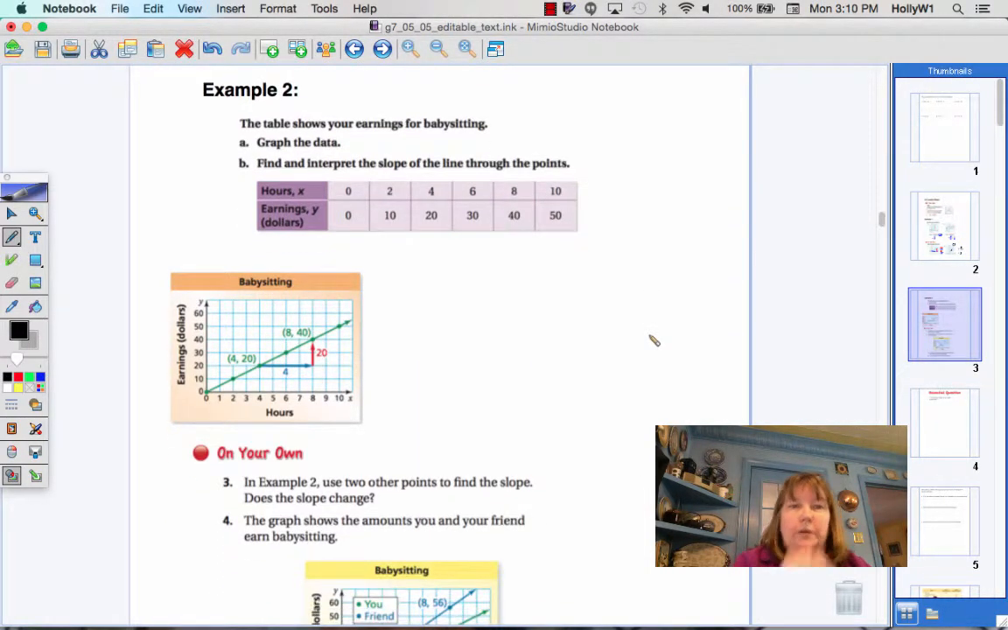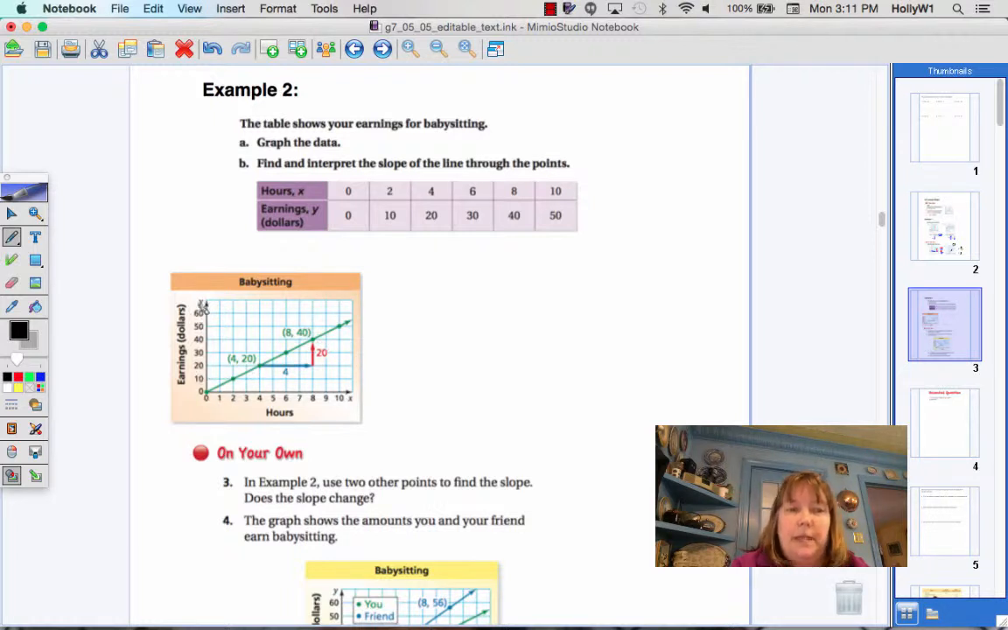So example 2 is a table that shows your earnings for babysitting. And here's a graph. It says to graph the data, but I borrowed this one out of the book, so I didn't have to graph it. But 0, 0 would be here, 2, 10 would be here, okay, etc. So these points are all plotted.